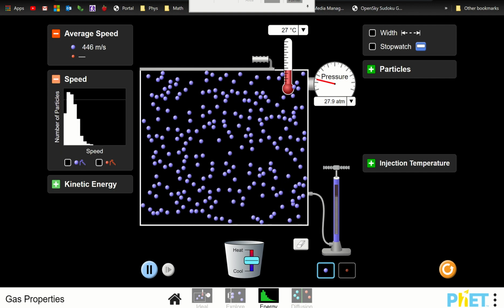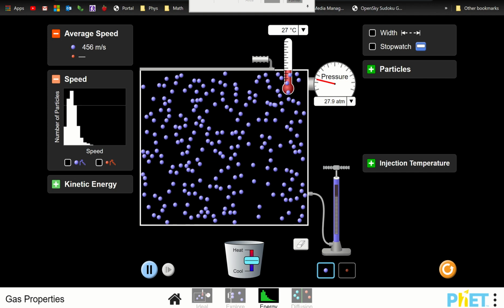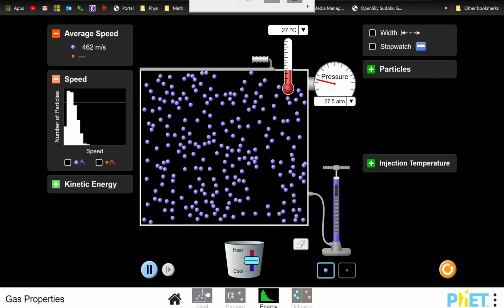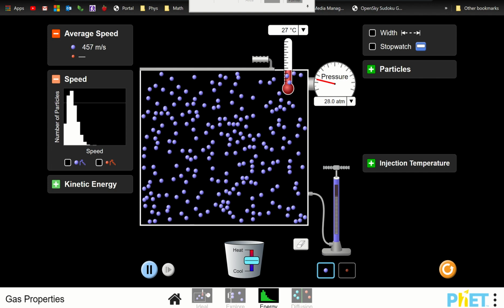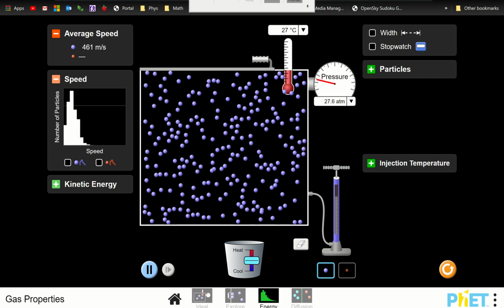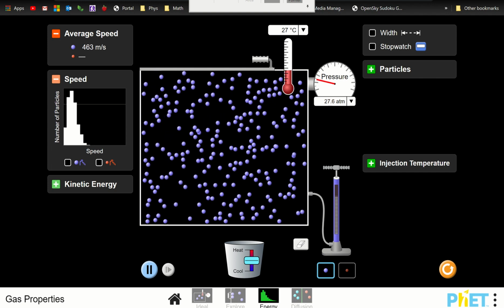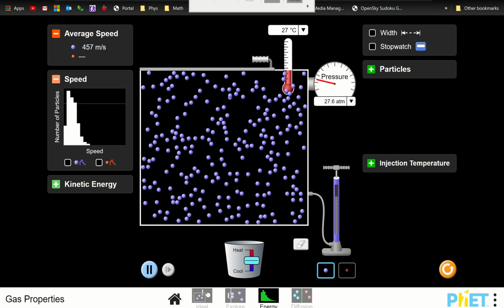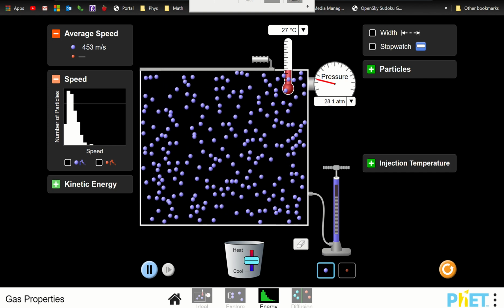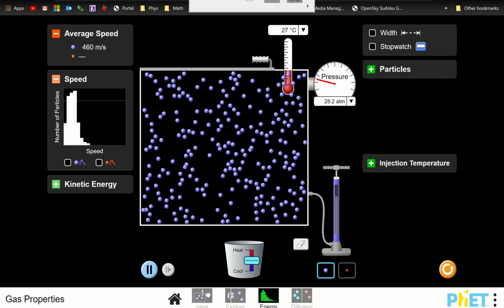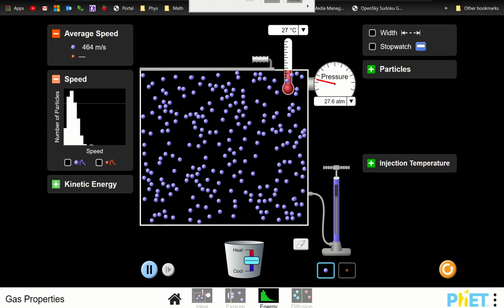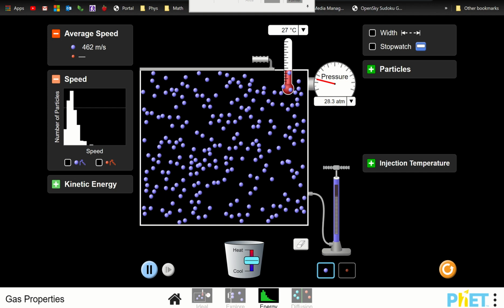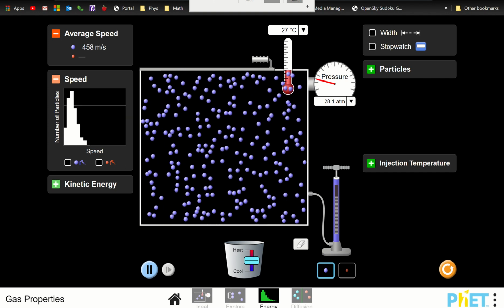I'm showing you a graph right now. In this graph, you can see the number of particles that have a certain speed. Some particles are moving faster, some particles are moving slower. They have that kind of movement because, well, they're heated, right? So right now, the temperature is at 27 degrees Celsius. Some particles have faster speed, some have slower speed, and they collide with each other. They also collide with the walls of the container. Some of them move faster, some move slower, but on average, they have an average speed. So right now, the average speed is about 460 meters per second.